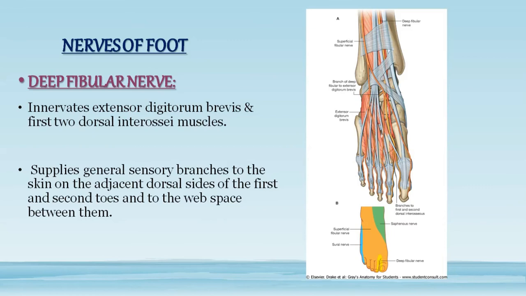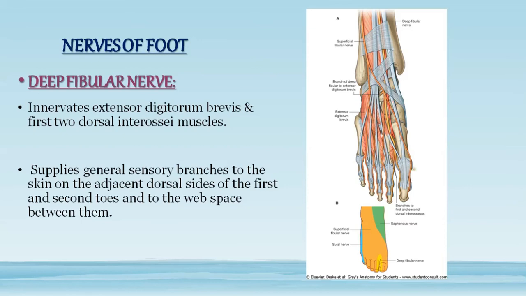Now come to the dorsal aspect of the foot. Now we will discuss the nerves which are present on the dorsal aspect of the foot. The first nerve of the dorsal aspect is the deep fibular nerve. It innervates the extensor digitorum brevis muscle, mainly, with a small contribution to the first two dorsal interossei.